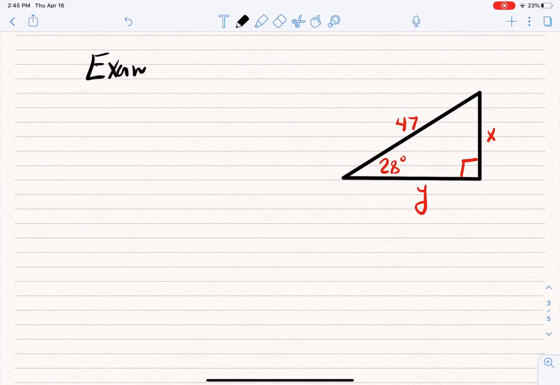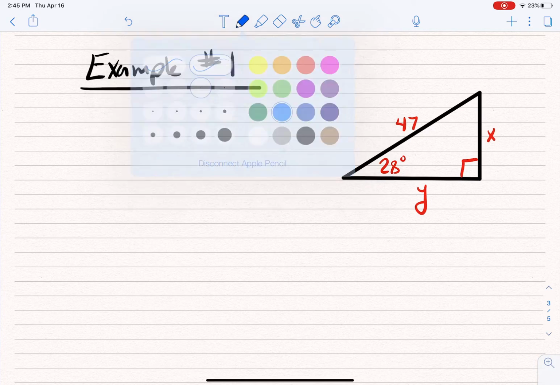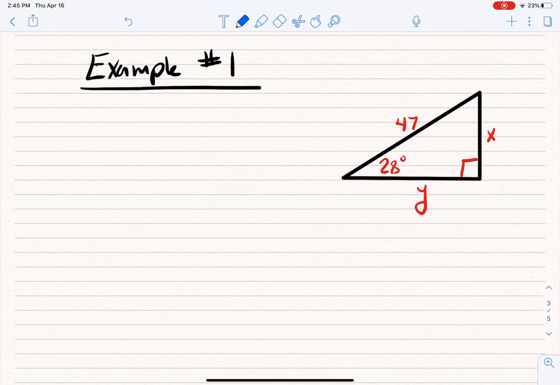And this one right here is example number one. Okay, and so for example number one, what we have here is, you notice we have 2 sides missing. We don't know x or y. All we know is the hypotenuse. And we know this one angle, 28 degrees. And what I want to show you is that we can figure out both x and y by using this basic trig that you've already done. Nothing extra now. And so watch this.